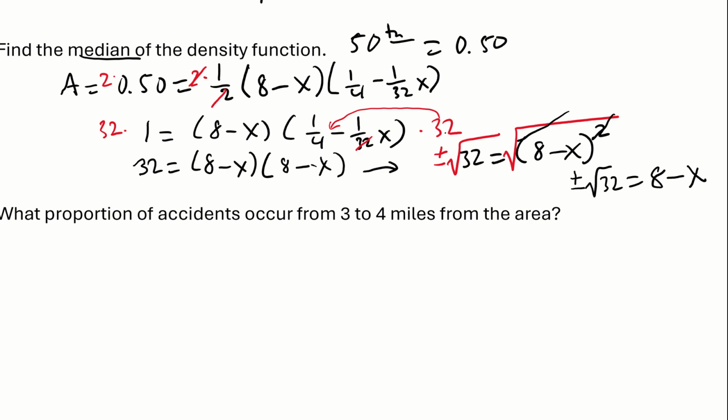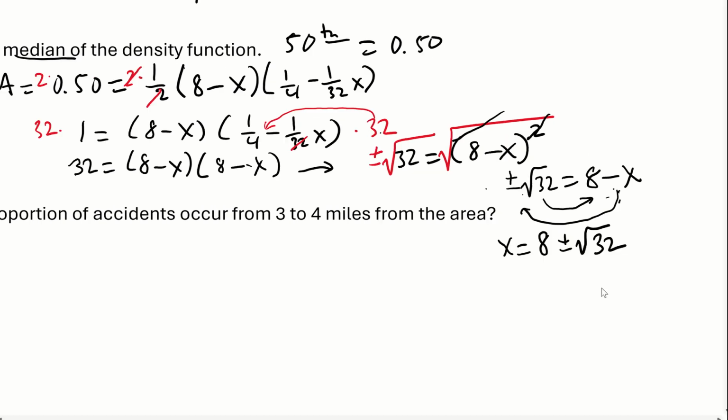And so let's solve for x. I'm going to move the x over to the left-hand side, and I'm going to move the square root of 32 to the other side. To move x, I have to add it. To move this, I have to subtract it. So we get x equals 8 plus or minus square root of 32. All right, so there we go.